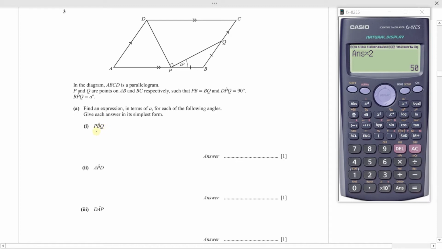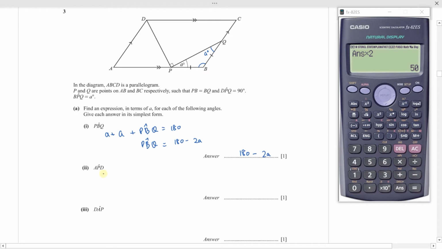So the first angle we need to find is angle PBQ. So PBQ is this angle. And if you look at this triangle PBQ, these two sides are equal. So if this angle is A, this angle is A degrees as well. And then you can use the property that the sum of all three angles of a triangle should be 180 degrees. So angle A plus angle A plus angle PBQ should equal 180. So PBQ will be 180 minus 2A.